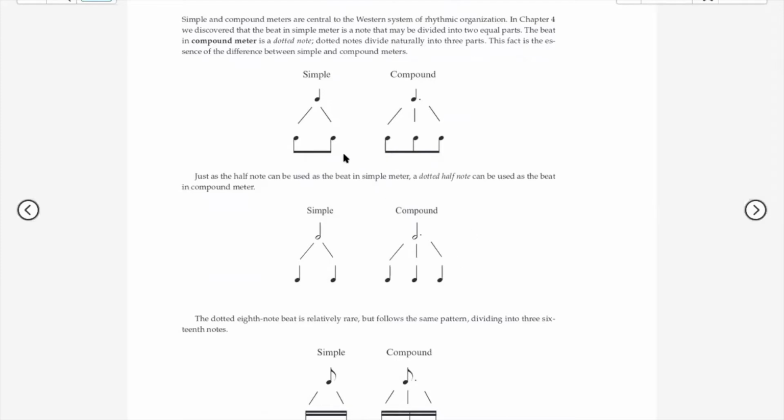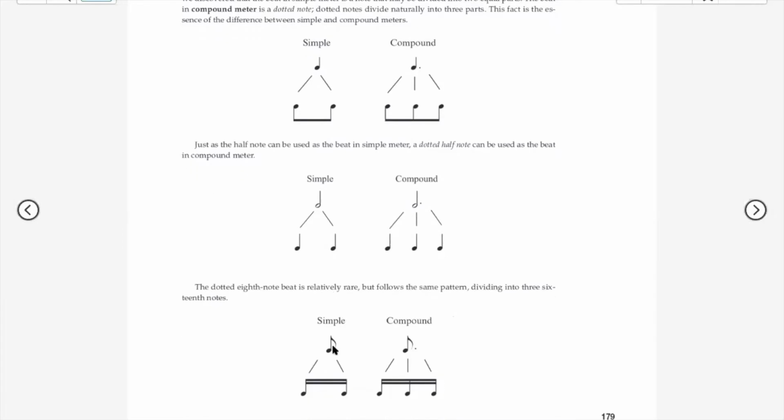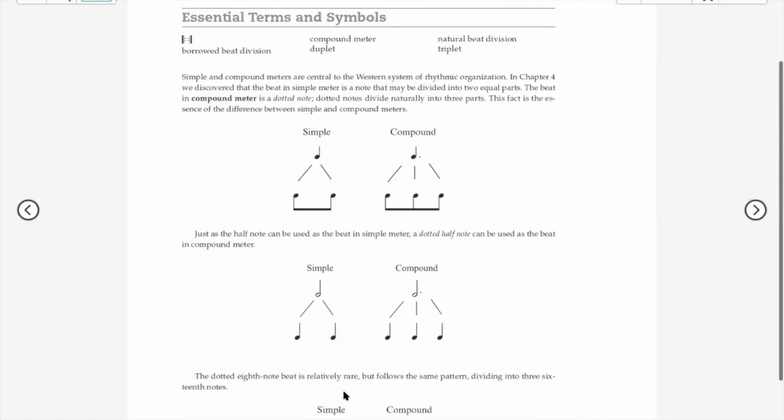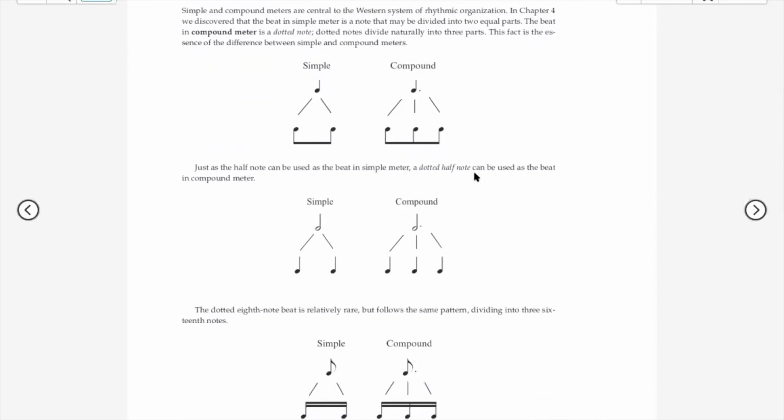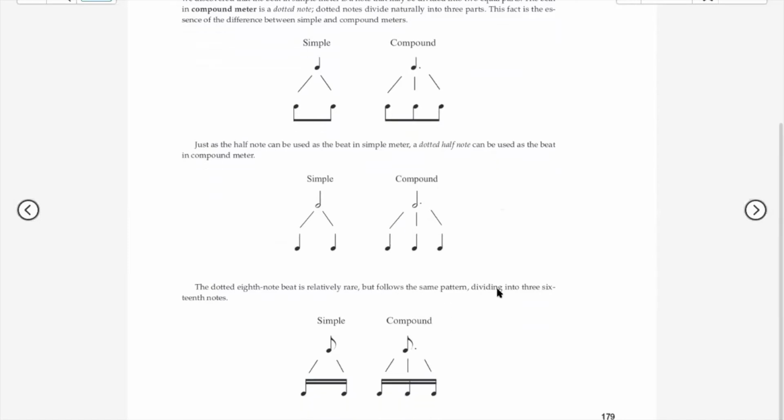In a simple meter, this might represent the beat, and then the beat is divided into halves. This might represent the beat divided into halves. Or here, maybe an eighth note represents a beat, and 16th notes divide it into halves. But in compound beats, either a dotted quarter, a dotted half, or a dotted eighth note represents the beat, and now it's divided into thirds like this. It's a little bit confusing, but we will learn more about it as we go through here.